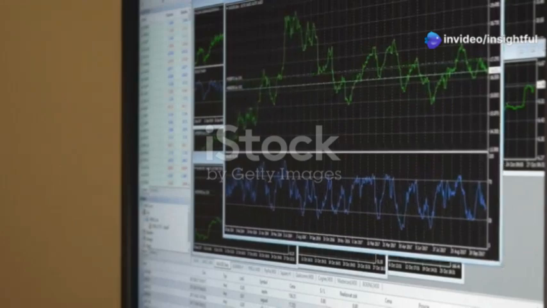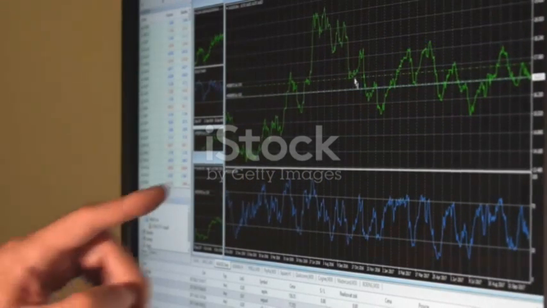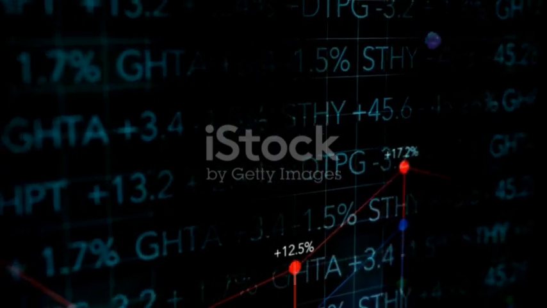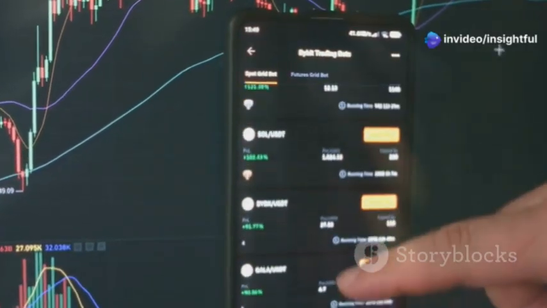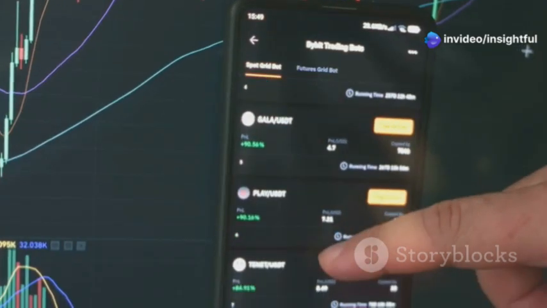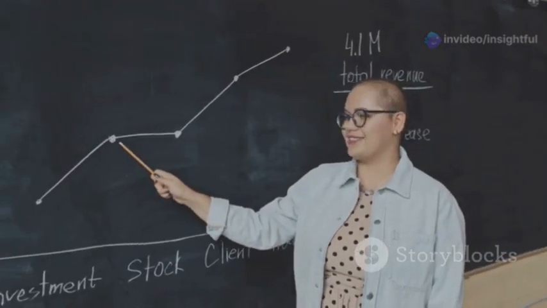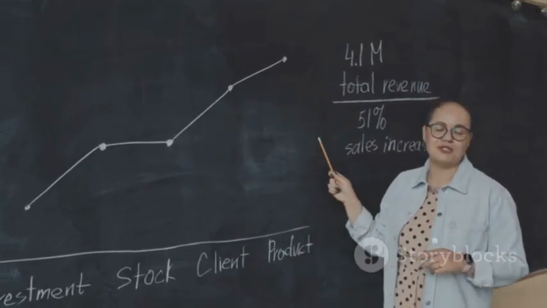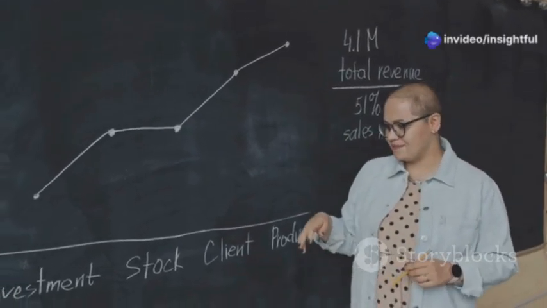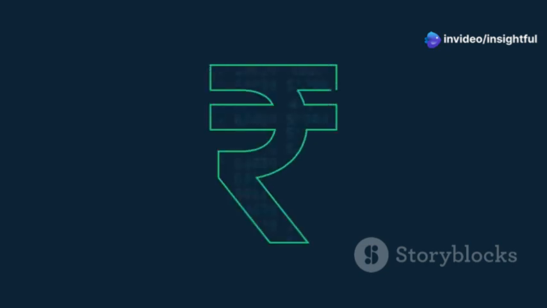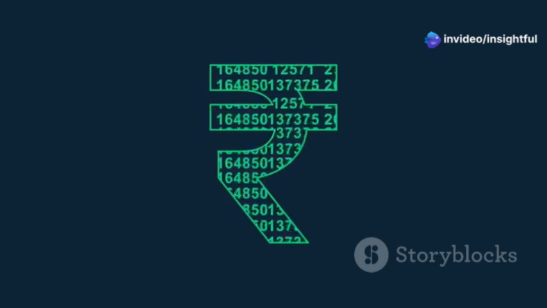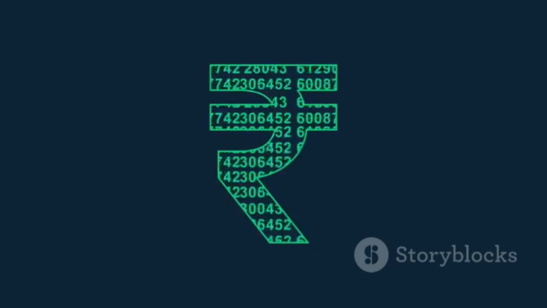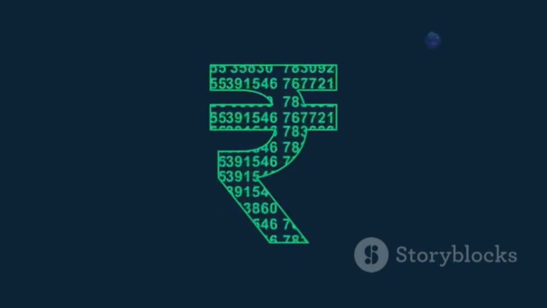Section 5. Delta, measuring price sensitivity. Delta, represented by the Greek letter delta, is one of the most fundamental option Greeks. It measures the sensitivity of an option's price to changes in the price of the underlying asset. Specifically, delta represents the estimated amount an option's price will move for every 1 point change in the underlying asset's price. For example, a delta of 0.5 suggests that for every 1 rupee increase in the price of the underlying asset, the option's price is expected to increase by 50 paise.